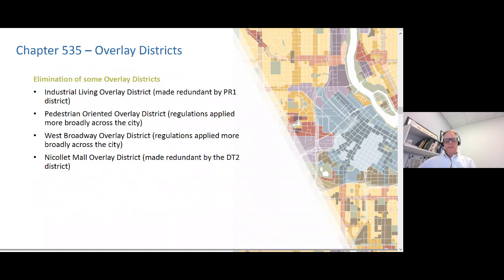The next 2 listed here, the pedestrian oriented overlay district and the West Broadway overlay district, had standards that have been more widely incorporated into the code. Just as an example, some of those districts or sub-districts, as the case may be, had minimum floor area ratio standards that have now been incorporated into built form standards in certain parts of the city. And as Joe mentioned, the Nicollet Mall overlay district has been eliminated because the DT2 district incorporates some of the standards that were in that overlay district.